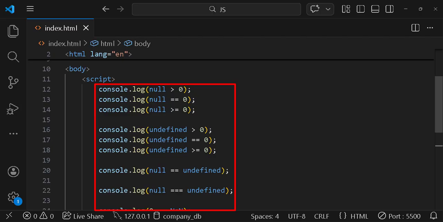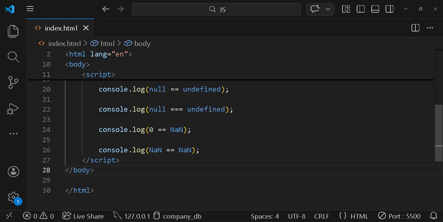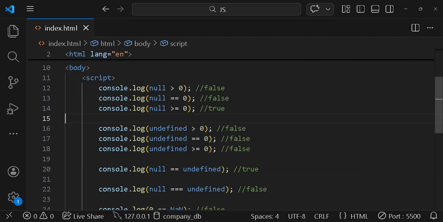Then, the same with undefined. Then we compare null and undefined with each other. Then some stuff with NaN. Instead of running the page in the browser and toggling every now and then, I will simply write the output here itself, and then we will understand how the output arrived. Okay. See, I have written the output near each expression.